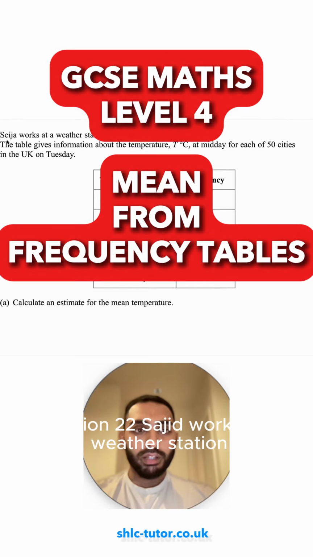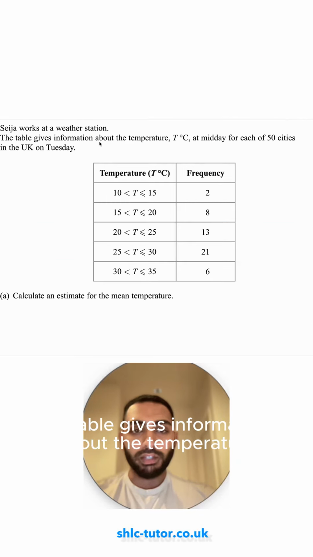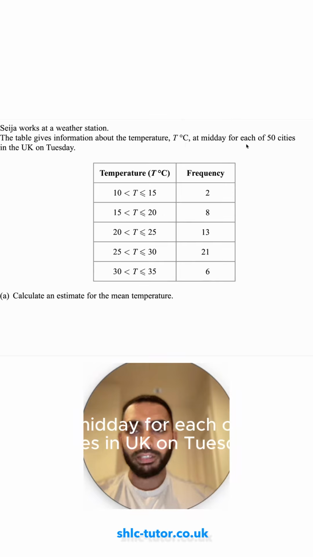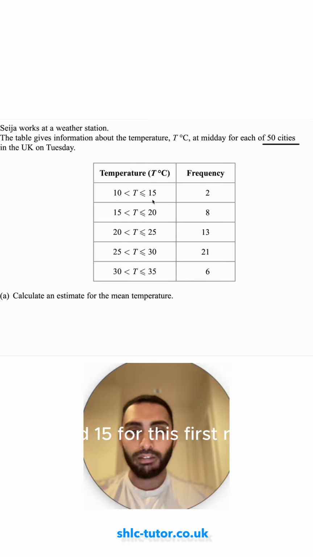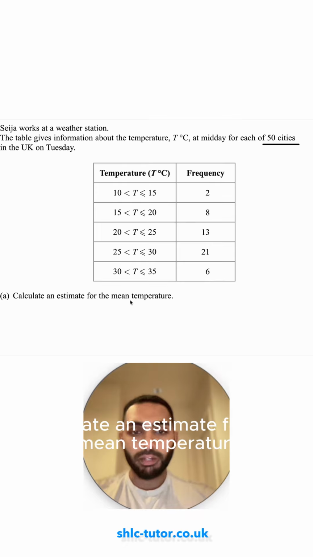Question 22. Sergio works at a weather station. The table gives information about the temperature T at midday for each of 50 cities in the UK on Tuesday. This is a grouped frequency table because we've got values between 10 and 15 for this first row, between 15 and 20 for the second row. Calculate an estimate for the mean temperature.